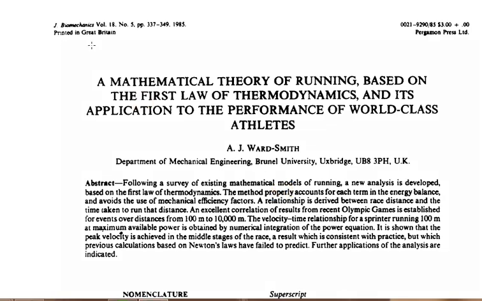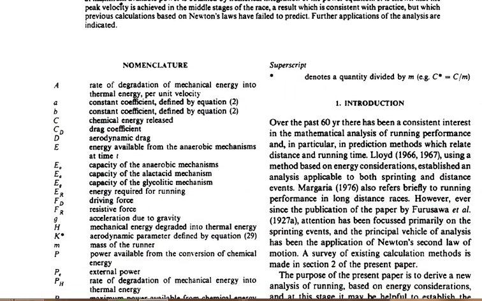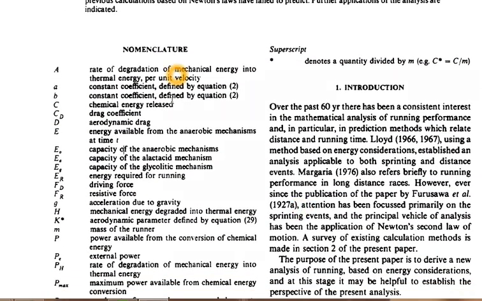Okay, Andy, so Ward-Smith model right here. That's the paper. First clue that Ward-Smith is thinking in terms of capacities is right when he's defining his nomenclature. So E0 is what you're looking for. E0 is defined as the capacity of the anaerobic mechanisms. So capacity, that's your W prime, that's your FRC, however you want to define it, however you want to measure it. It's going to be a little different if you measure it differently, but it's the same concept. It's capacity of the anaerobic system.